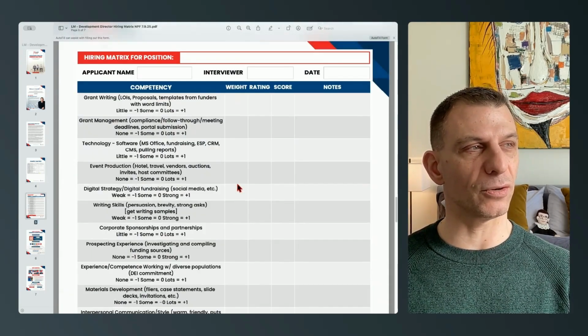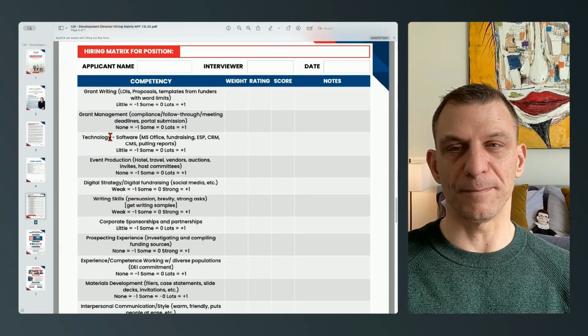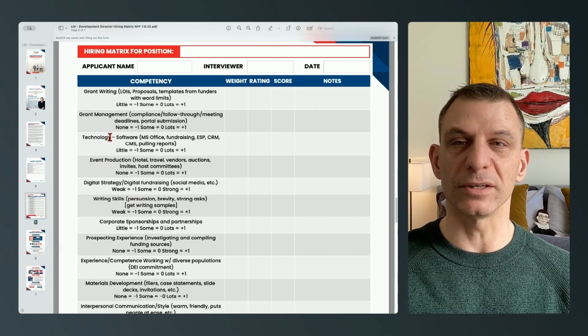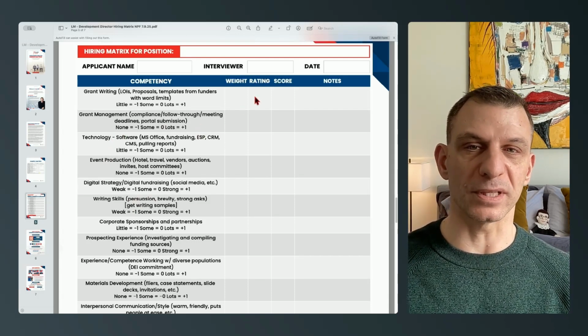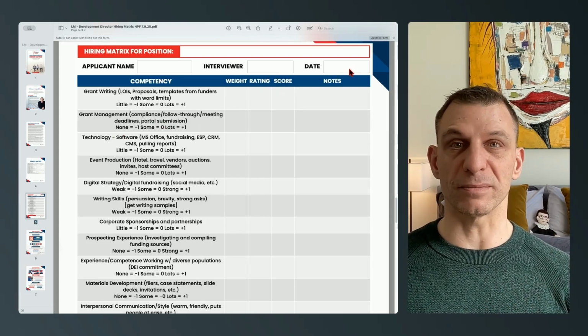And again, I'll show you the blank version of it. The hiring matrix is for what position. You'd write development director or program director, who's the applicant name, who's the interviewer, and what's the date of the interview, so you don't get your sheets messed up.